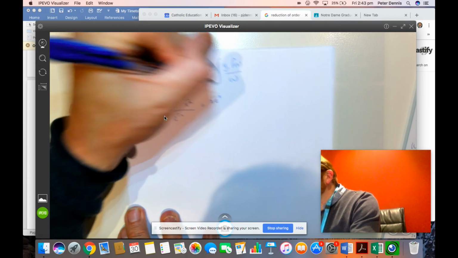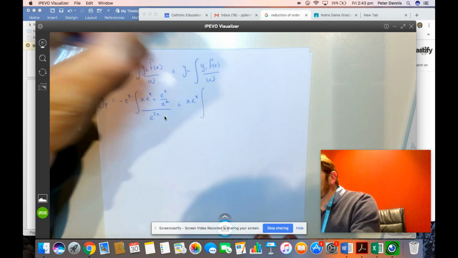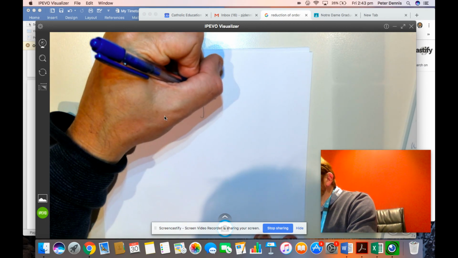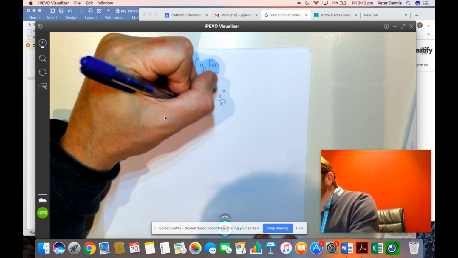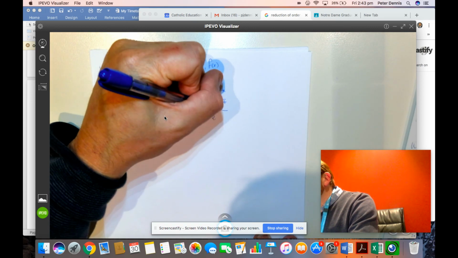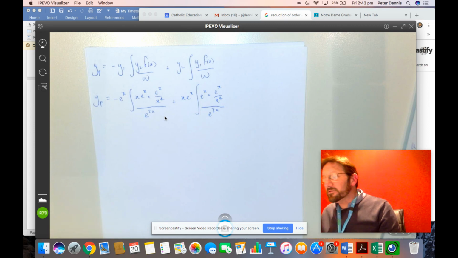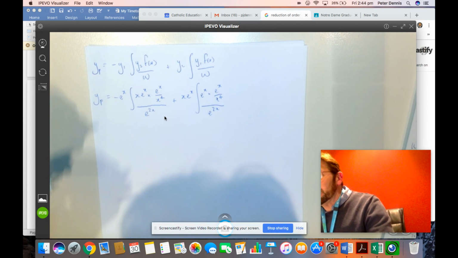plus x e to the x, multiplied by our y1, which was just e to the x, times e to the x over x to the power of 4, over our Wronski, which was e to the 2x. Now that looks horrendous. I understand that looks horrendous. It's just the way it is.